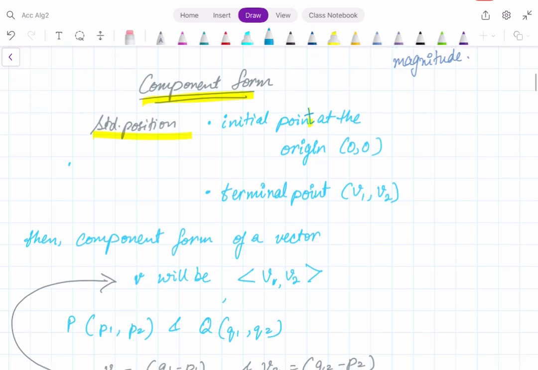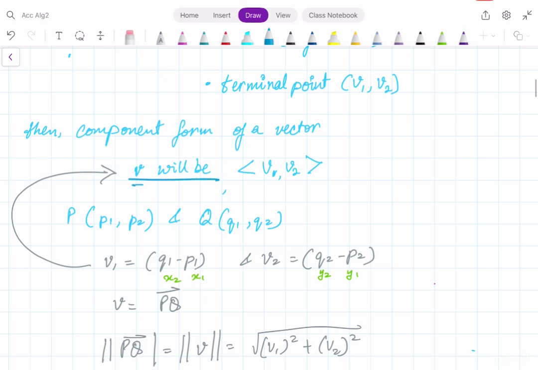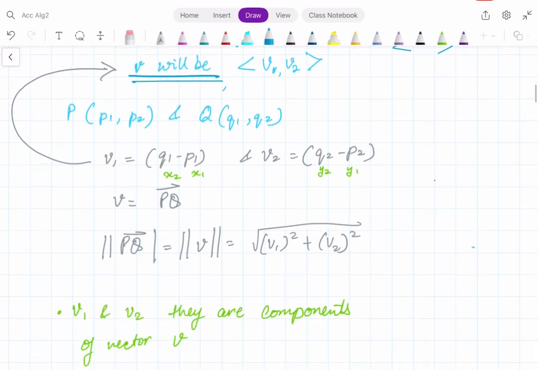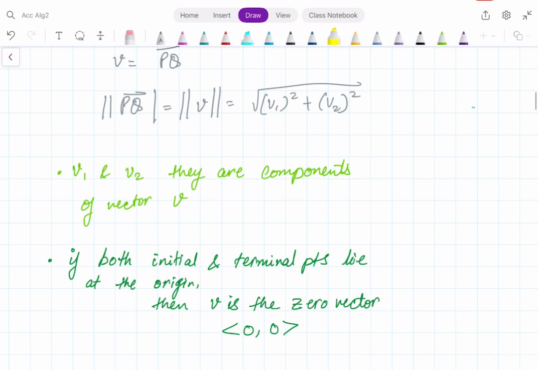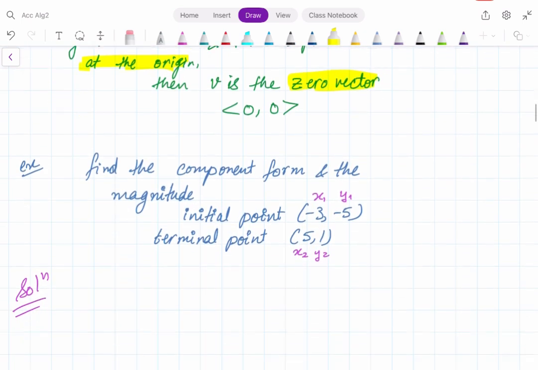So v1 and v2 are the components of the vector v. We don't use regular parentheses to define the vector. We use the crocodile mouth, the greater than and less than signs, to represent the vector. Now, P and Q, they define the distance, right? So PQ is the distance, and we use the distance formula to find the distance of the vector v, or the magnitude of vector v.